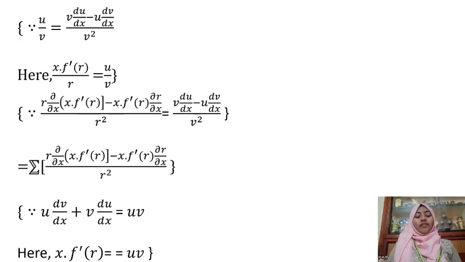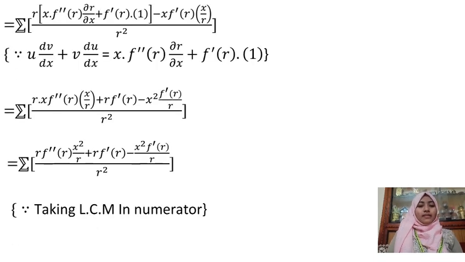After differentiation of uv, we can write it as u into d by dx of v plus v into d by dx of u. So here we take u as x and v as f dash of r. We apply this in our problem. So we can write r outside.